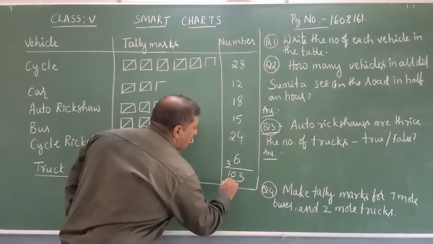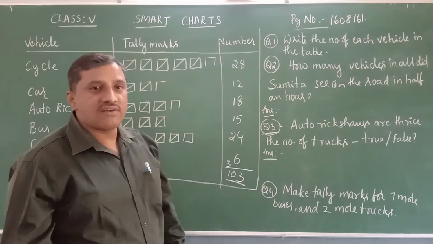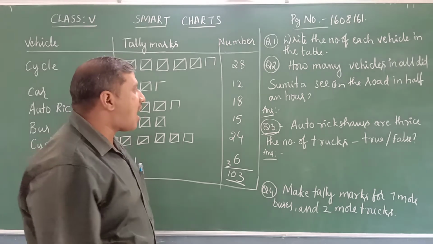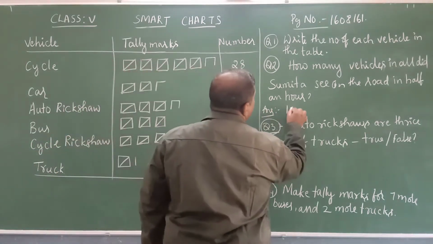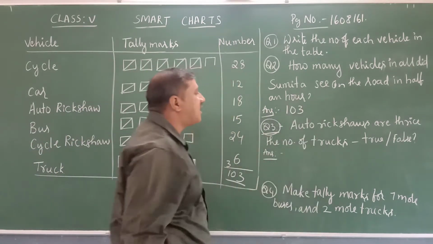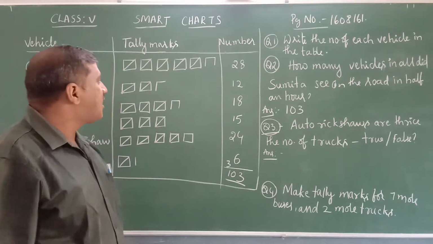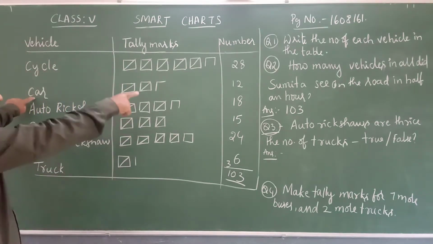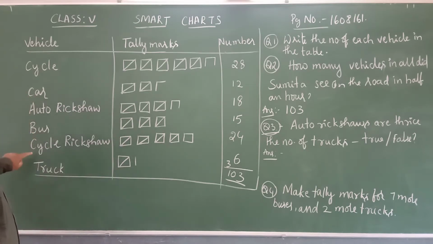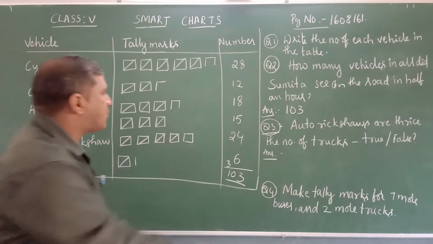So total how many vehicles she observed on the road? 103. In half an hour she observed 103 vehicles. Now if you observe here, the number of cars is 12, whereas the number of cycle rickshaws is 24.